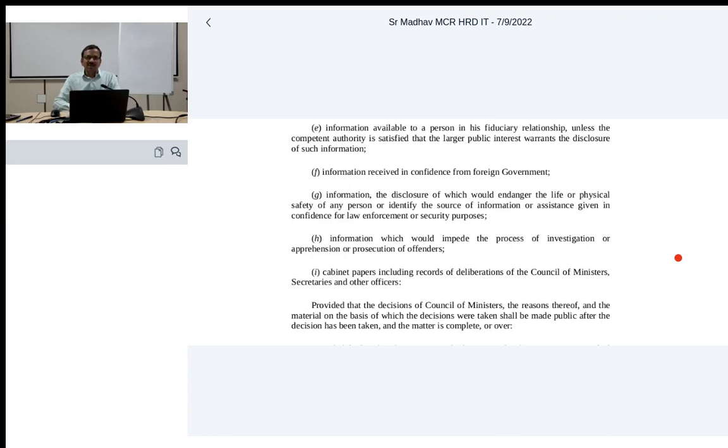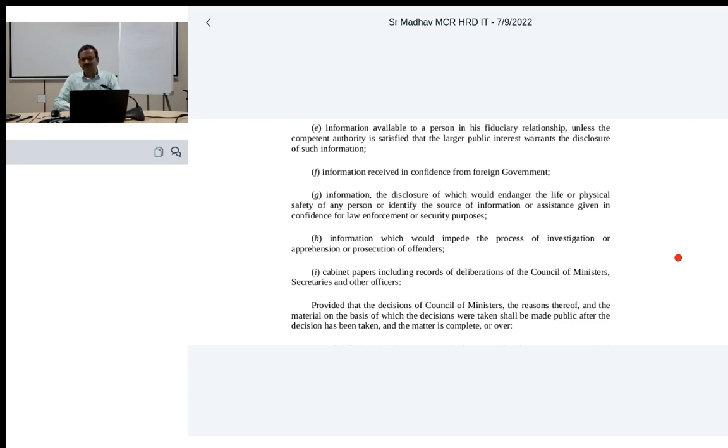G says if it would endanger the life or physical safety of any person, then that information can be denied. Or if it identifies any source of information or assistance given in confidence for law enforcement, then that can be withheld. And h is directly related to law enforcement. If the police officer feels that an investigation is going on and a disclosure impedes the process of investigation, then the police officer can withhold information.